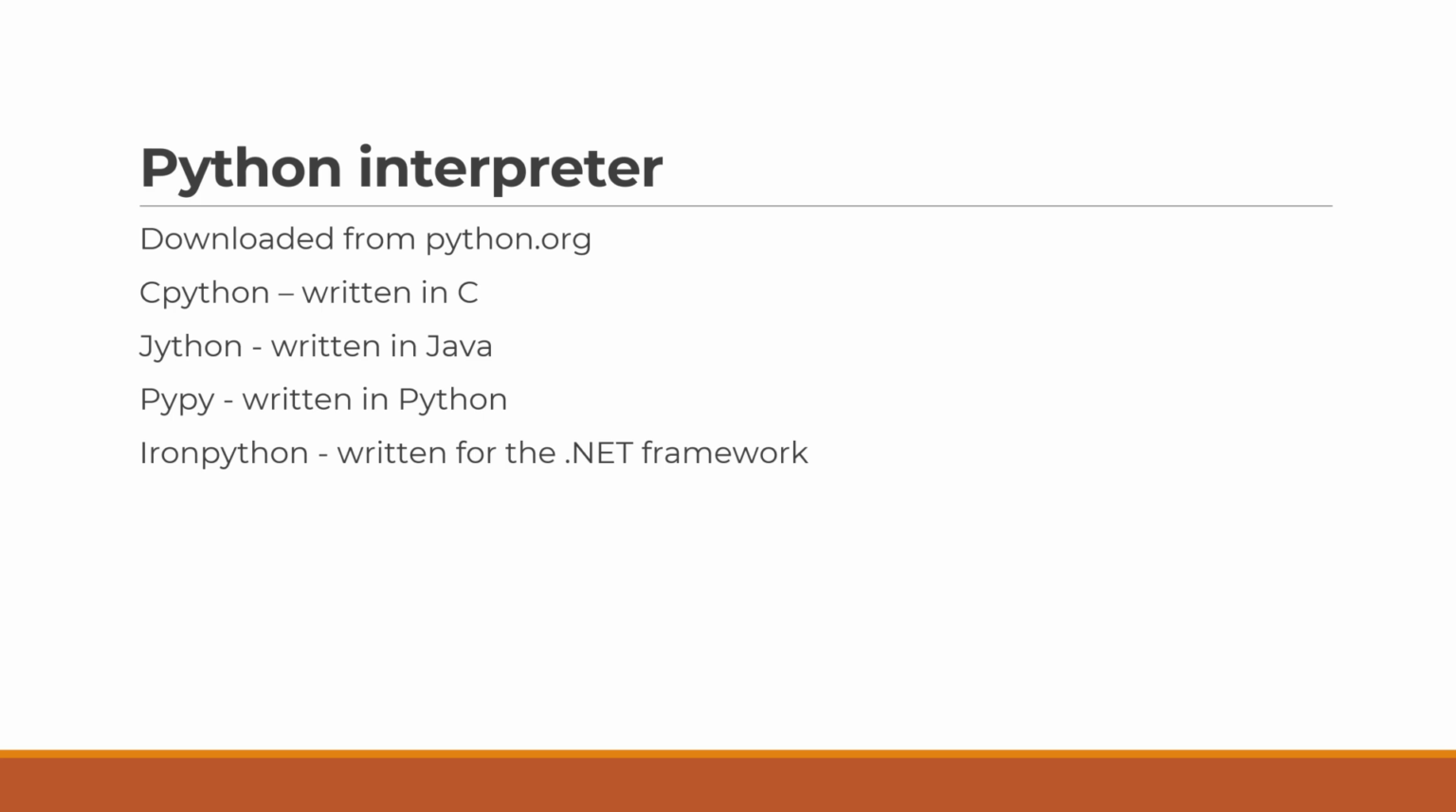We have different interpreters depending on the language they were written in. The official interpreter of Python is written in C, and that is the interpreter that I showed you how to download in the previous class. You don't need these others.